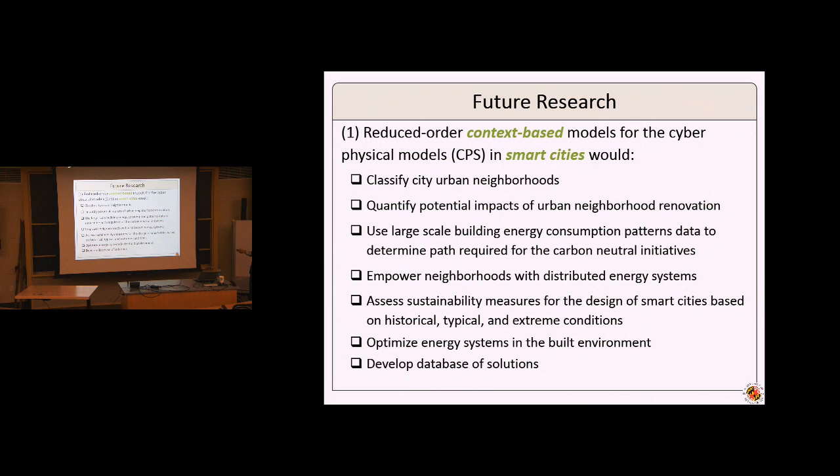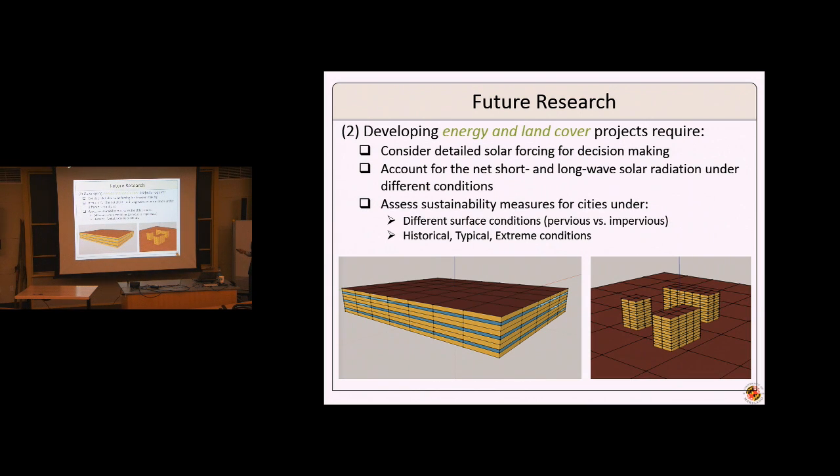For the other topic, I said energy and land cover, so I believe we could look at this. You remember these patches, with solar radiation as a driving force. For example, this patch represents the green vegetated area, this could represent asphalt, this could represent windows on the building wall. So we could look at the influence of the solar radiation, short and long wave, depending on different surface temperatures. We could look at different sustainability measurements, looking at the historical data, or looking at typical and extreme conditions.